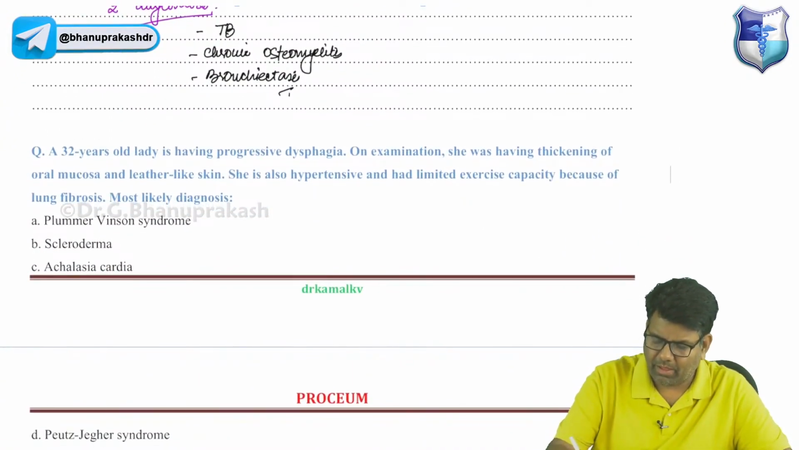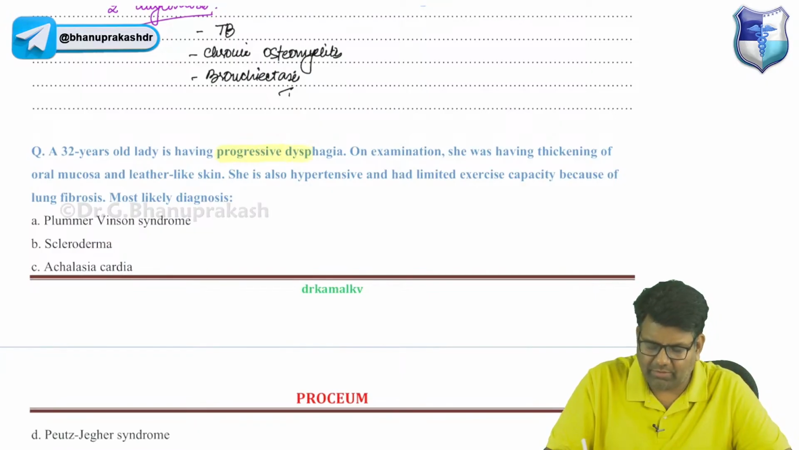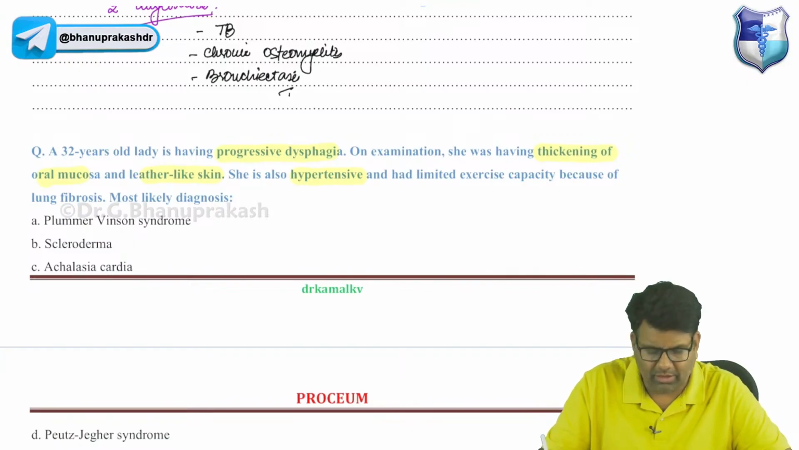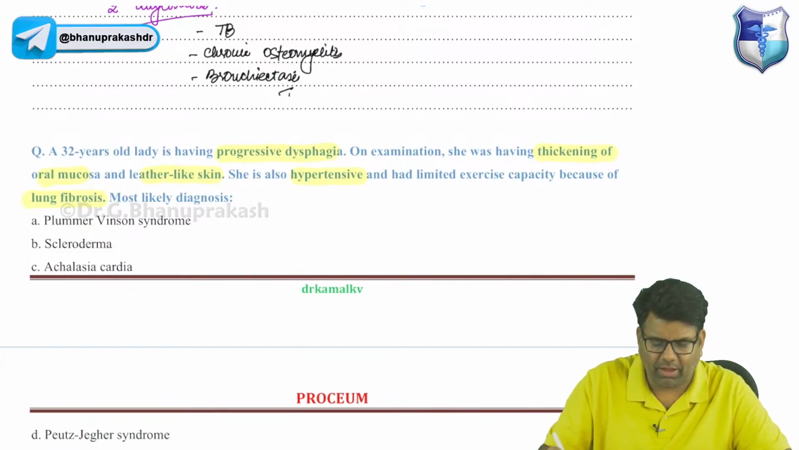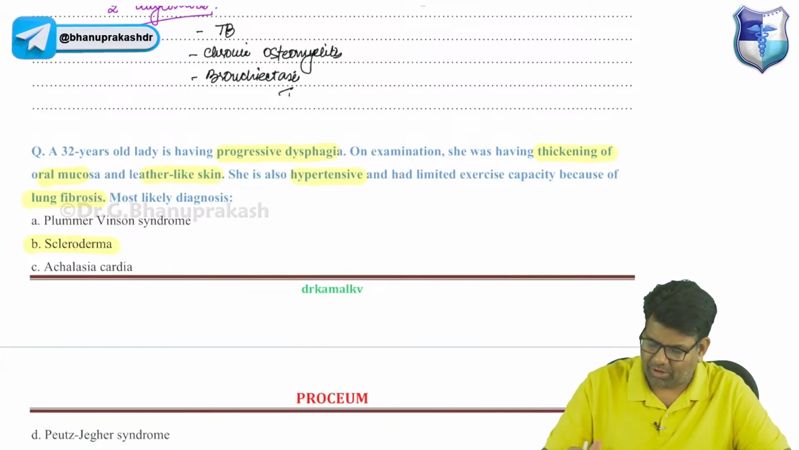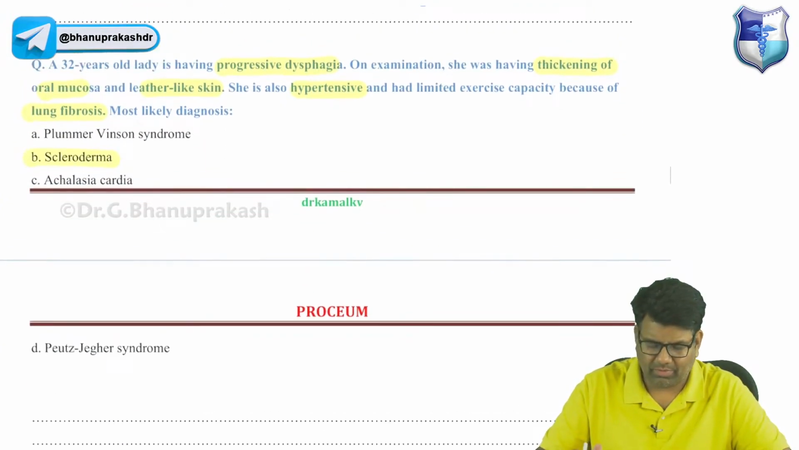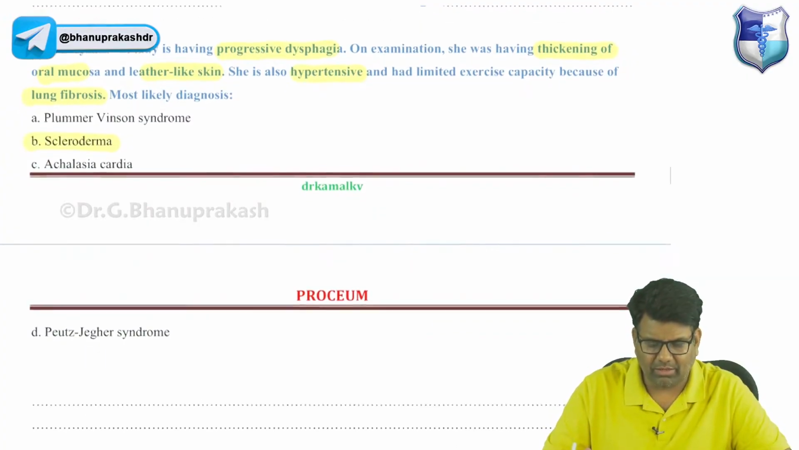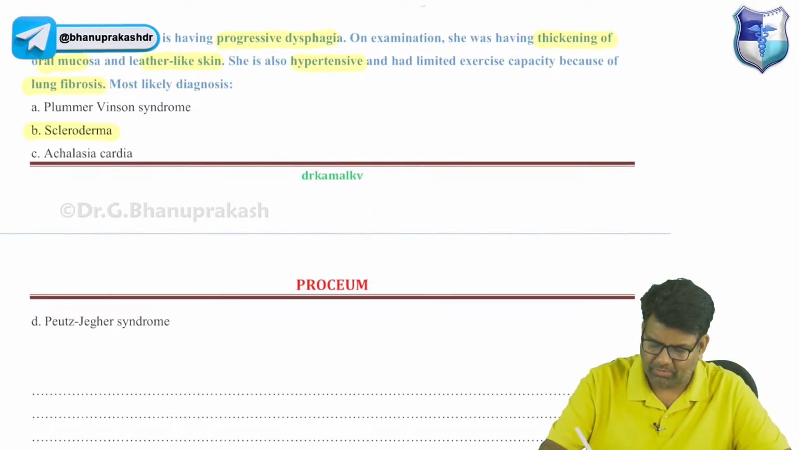Next question. Lady is having progressive dysphagia, we have thickening of the oral mucosa, she is hypertensive with limited exercise capacity because of lung fibrosis. What can be the diagnosis? Yes, this is scleroderma. This is a classical picture, scleroderma. You can remember the CREST syndrome, systemic sclerosis as well. Thickening of skin. Yes, it has been mentioned, leather-like.